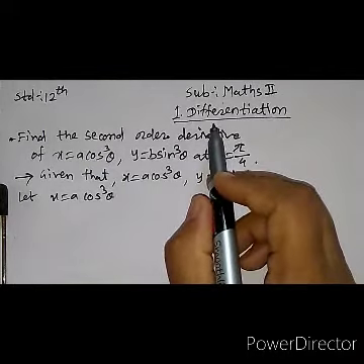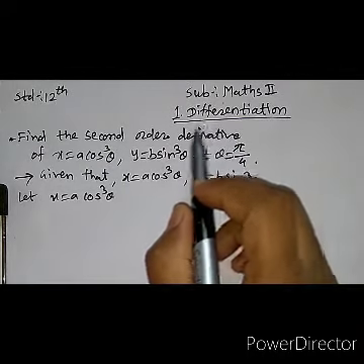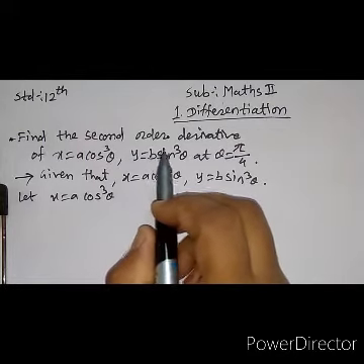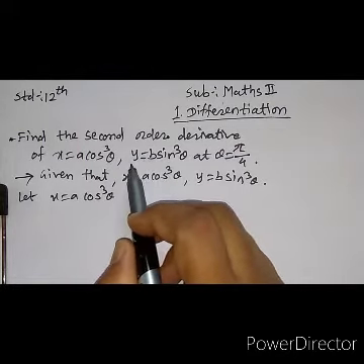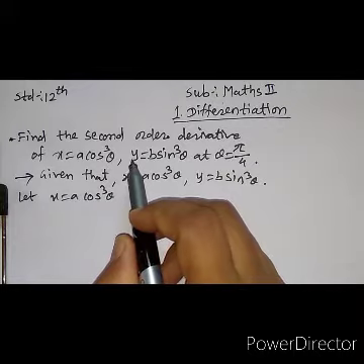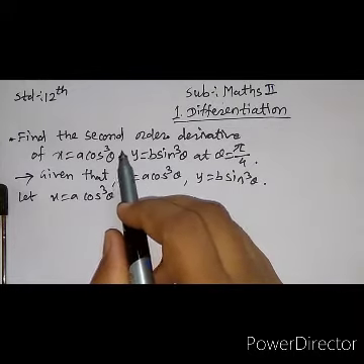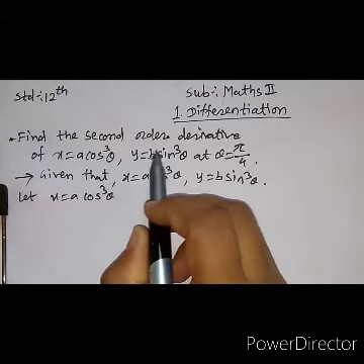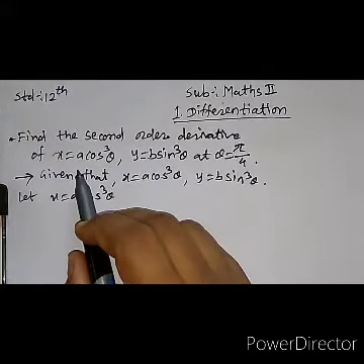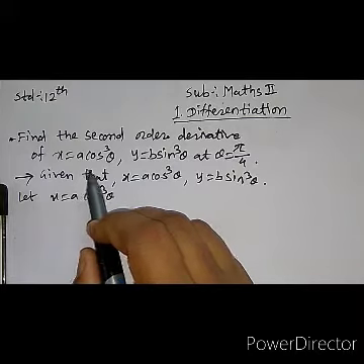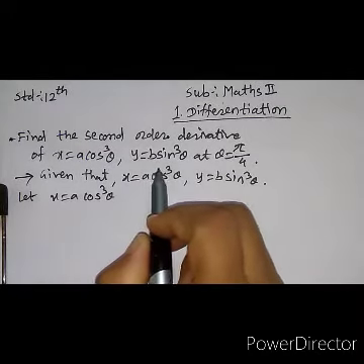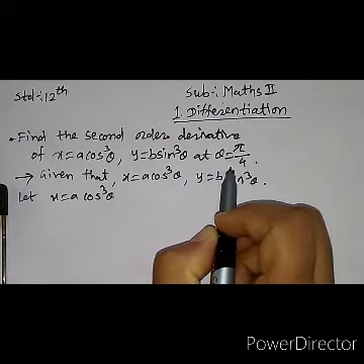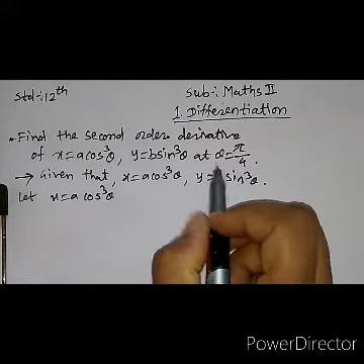Let us see lesson number 1, differentiation. In the previous video, we have seen how to find the second order derivative of given functions. Now let us see one more example of second order derivative. Find the second order derivative of x is equal to a cos cube theta, y is equal to b sin cube theta at theta is equal to pi by 4.